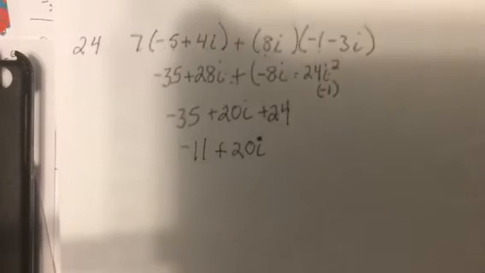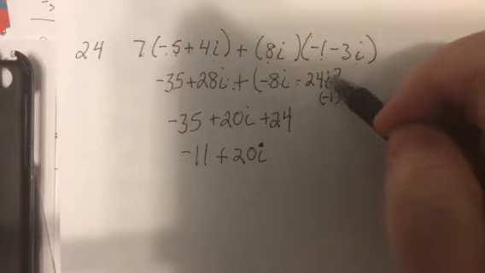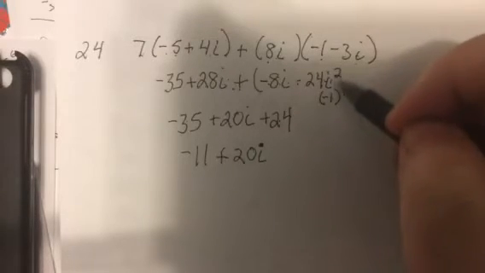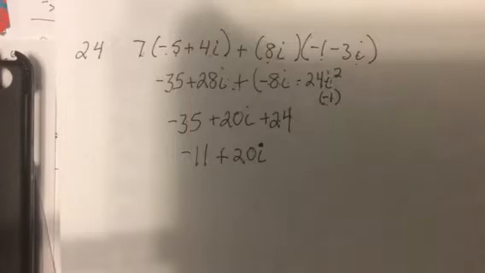Good. So whenever you see an i squared, you change the whole i squared to negative 1 and substitute it in.